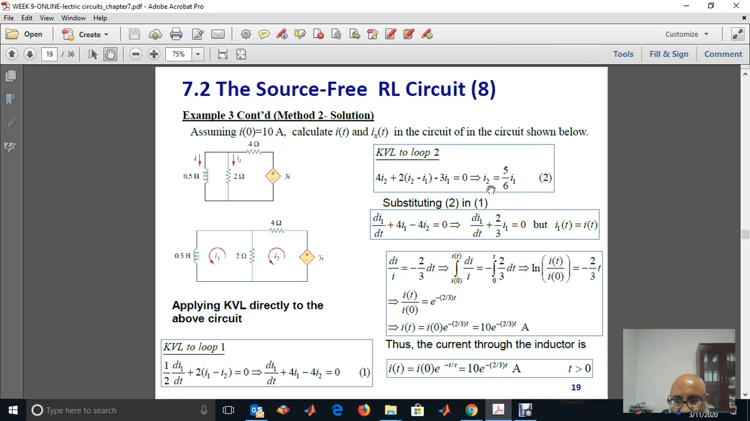We can express I2 in terms of I1, and then put it in the first equation. We get an equation with only I1: di1 by dt plus 2 over 3 I1 is equal to 0, a first order differential equation. I1 means the current I here. If we rearrange this, di over I is minus 2 over 3 dt. If we do the integration, after simplification, we get i(t) equals I naught e to the power of minus 2 over 3 times t.